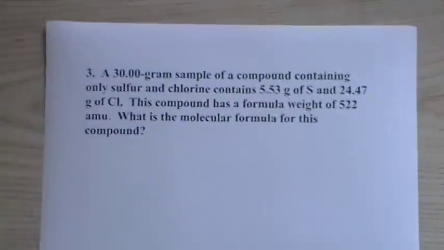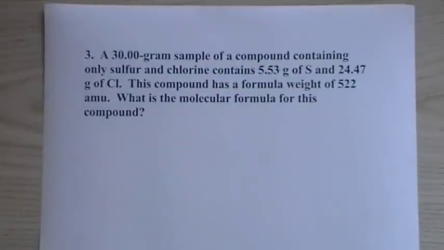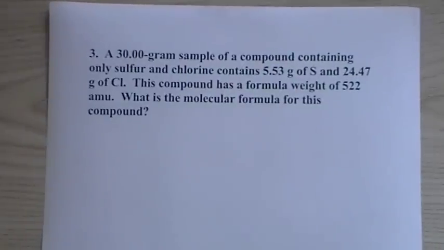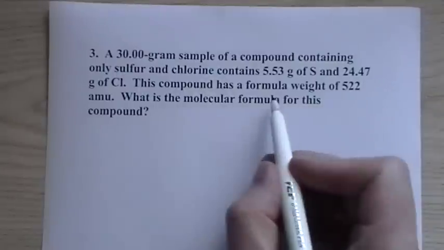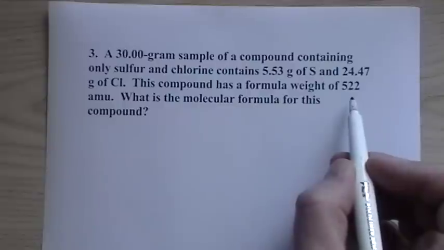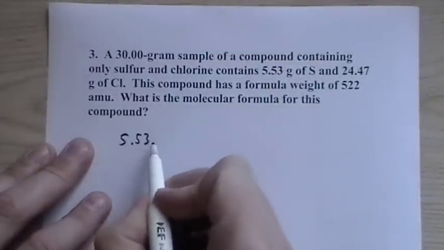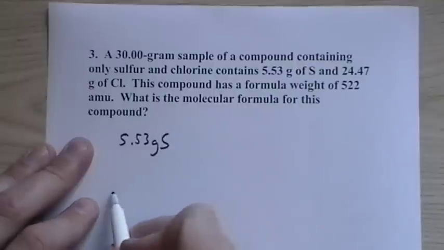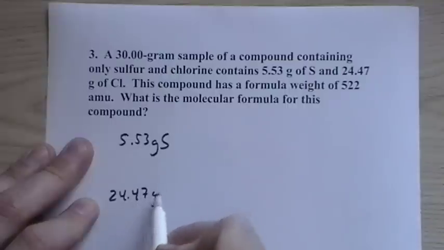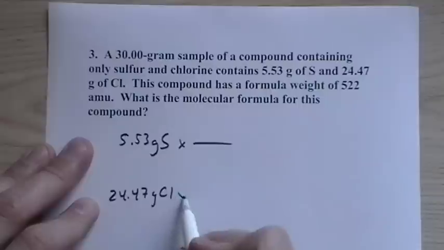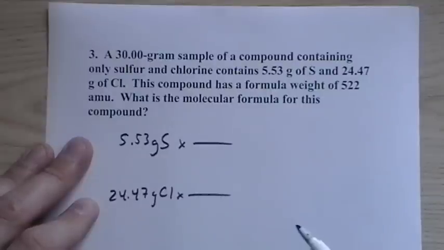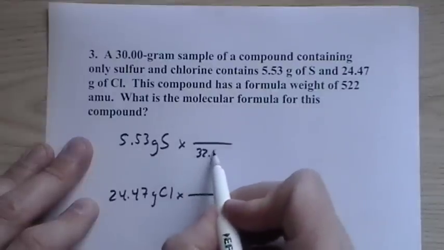Okay, now let's see what else we got here. Here we go. So you can see these are familiar from other lectures. This compound has a formula weight of 522 AMU. So we have 5.53 grams of sulfur and 24.47 grams of chlorine. If we're going to find the empirical formula, which we'll have to do first, we have to convert.